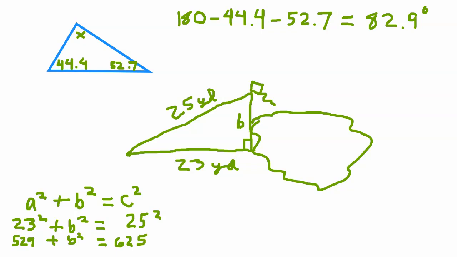Okay, now we need to solve for b squared. So to get b squared alone, we're going to subtract 529 from both sides of the equation. So that leaves us with b squared is 96. 625 minus 529 is 96.